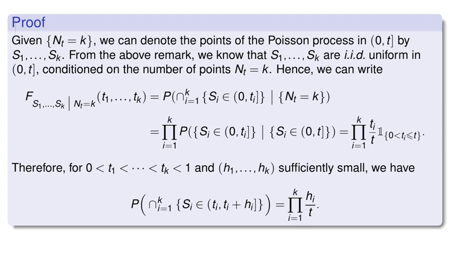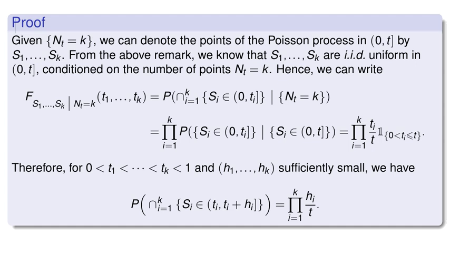Let's look at the proof of this corollary. Given that N_t equals k, we can denote the k points of the Poisson process that fall in the interval open from 0 to t closed by S1 and so on till Sk. From our previous reminder, we know that these S1 and so on till Sk are IID and uniformly distributed in the interval open from 0 to t closed, conditioned on N_t equals k.